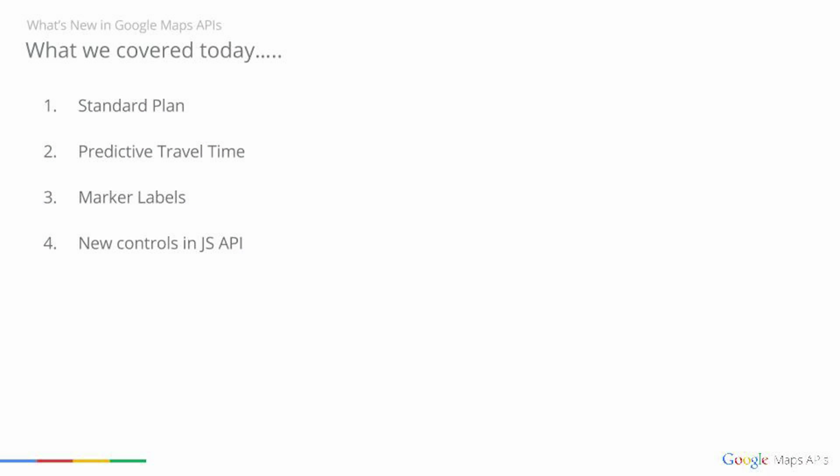All these new features look really great. And just to quickly recap, today we talked about standard plan, giving our developers an alternate way to commerce with us. Then we talked about predictive travel time that users can use to plan their journey ahead of time with 3 different options of traffic model. And finally, we talked about updates to the JavaScript API, giving developers the ability to label their markers and users to play with our new controls.